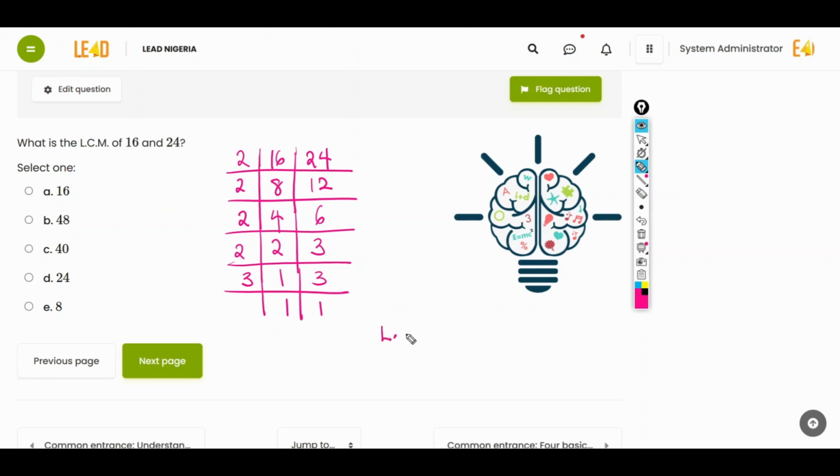So our LCM is going to be 2 times 2 times 2 times 2 times 3. That will be 8 times 3, which gives me 24. The LCM is 20. Apologies, that would be 16 times 3, which gives me 48. Sorry, I've been solving 80 questions now. So that's 48. That's option B.